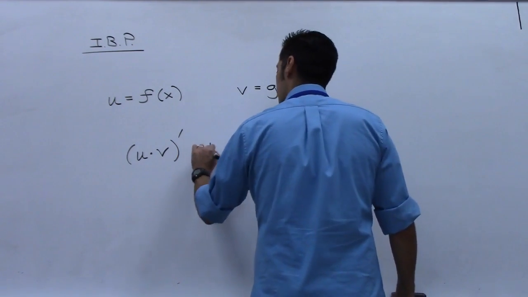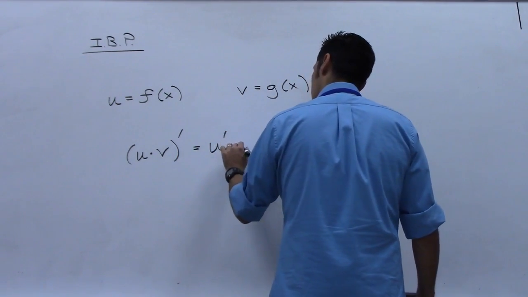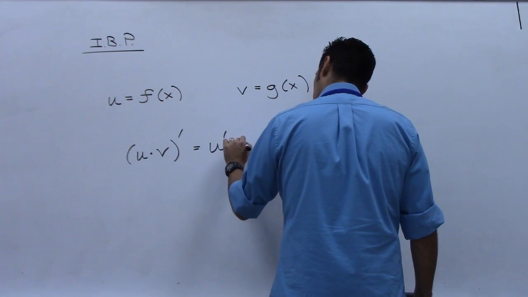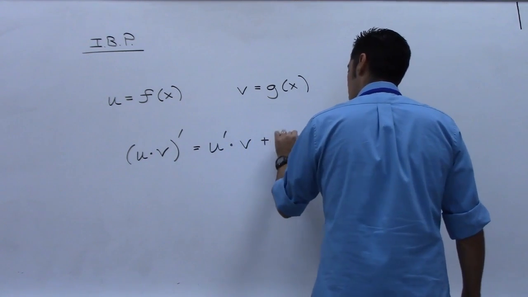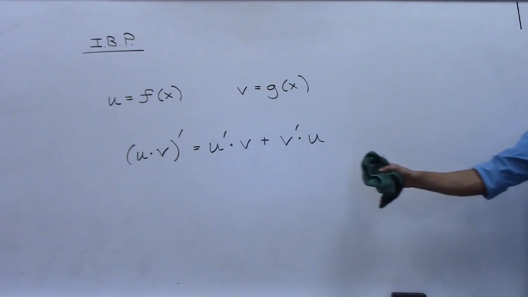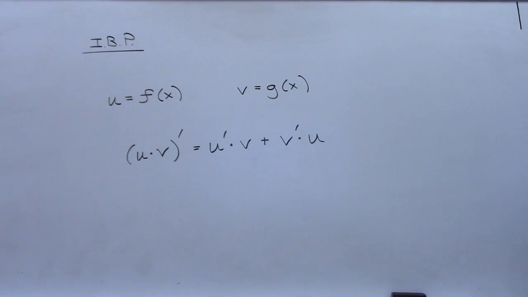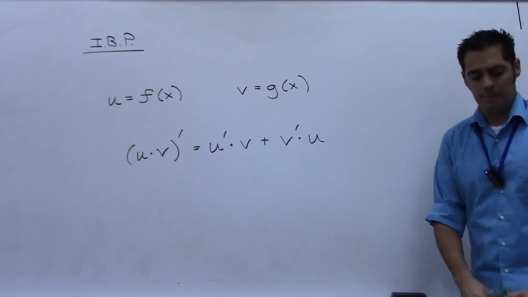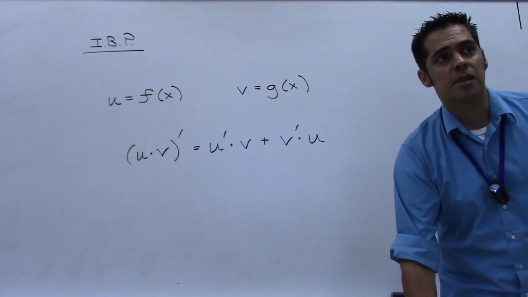You would use the product rule, wouldn't you? So you'd say derivative of the first one times the second one plus derivative of the second one times the first one. Yeah? That's the product rule from Cal 1. All right. Now this is where things get interesting.